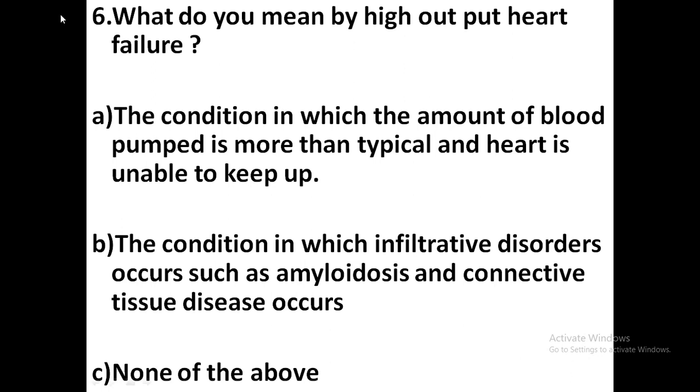Sixth one, what do you mean by high output heart failure? Option A, the condition in which the amount of blood pumped is more than typical and heart is unable to keep up. Option B, the condition in which infiltrative disorders occur such as amyloidosis and connective tissue disease occurs. Option C, none of the above. Answer, option A, the condition in which the amount of blood pumped is more than typical and heart is unable to keep up.